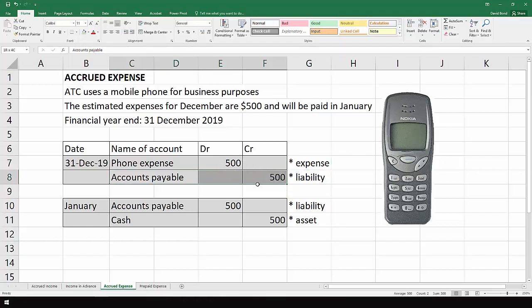And so if we net out accounts payable, we end up with debit phone expense of 500, credit cash of 500. And that is an increase in expense, which decreases equity. So the right-hand side ultimately decreases, and cash on the left-hand side decreases as well.